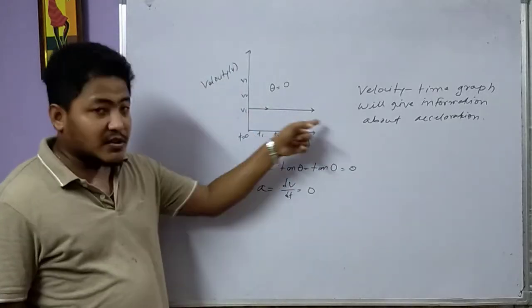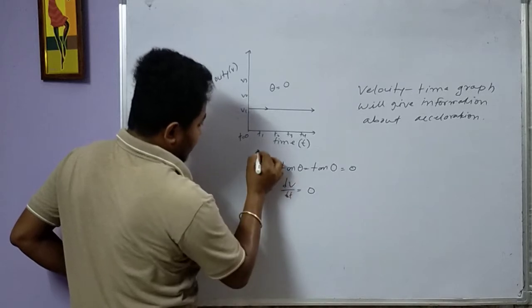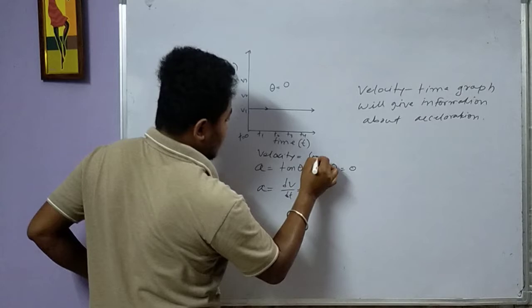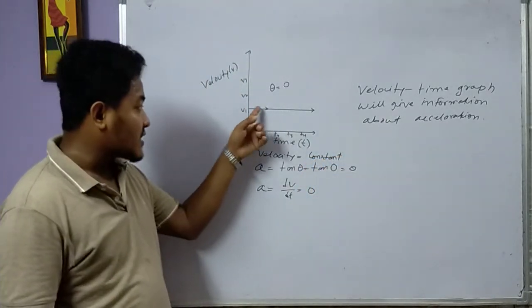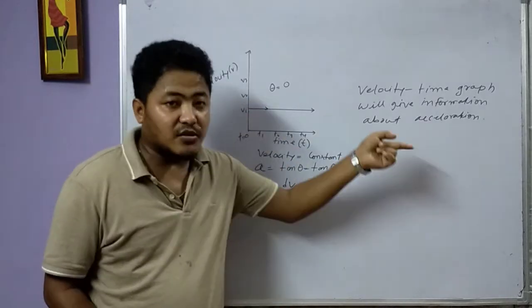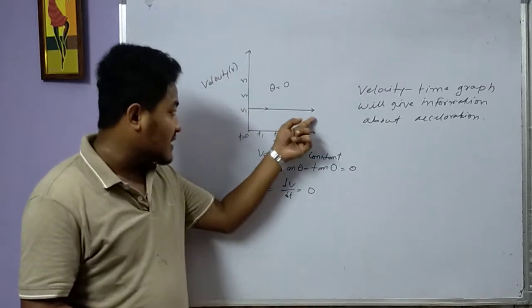And since the velocity is constant, that means in this case the velocity is constant. Am I clear? Velocity in this case is constant. Why is velocity constant? Because velocity is not changing. It is a constant number. If velocity is constant, then what will happen?